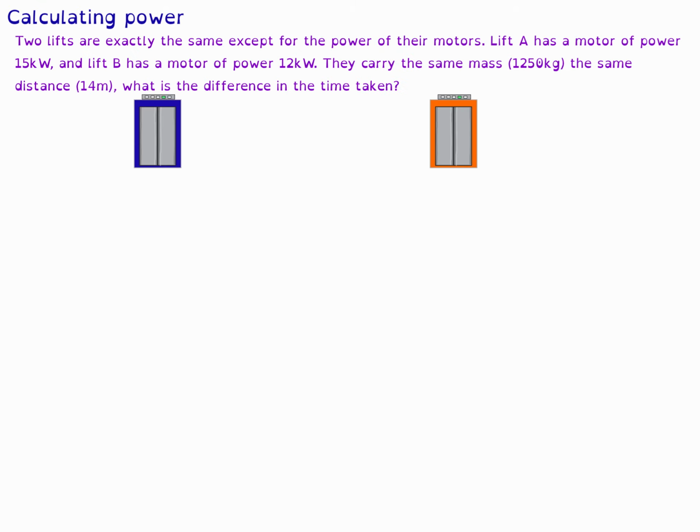Two lifts are exactly the same except for the power of their motors. Lift A has a motor of power 15 kilowatts, and lift B has a motor of power 12 kilowatts. They carry the same mass, 1,250 kilograms, and they carry that mass the same distance, 14 metres. What is the difference in time taken?